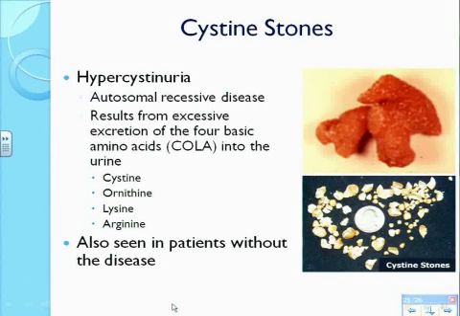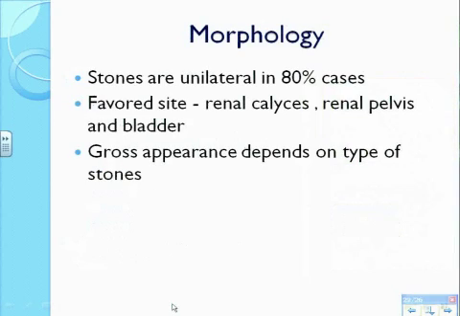They can coalesce and form like a staghorn as well, but they have a very different appearance. And these are not related to infections, so usually not an issue with that. Stones are unilateral in 80% of cases, and they do have their favorite site. They live in the renal calyx. That's where they're concentrating, in the renal pelvis and bladder, and also the appearance.